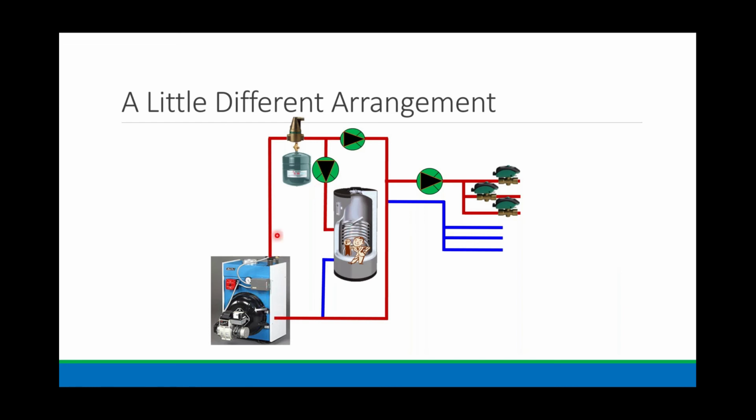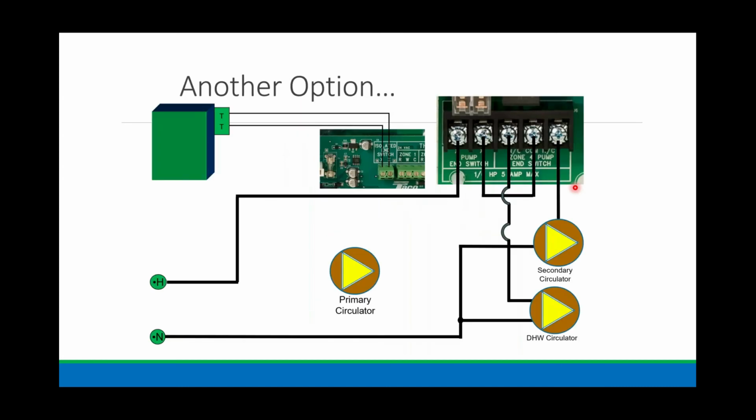I don't have to turn this circulator on, and I need to keep this one off. But I still need to run these two circulators if we need space heating. So how do we sequence that? Well, again, the secondary circulator you see here, our space heating circulator, is still on normally closed. Domestic is still on normally open.